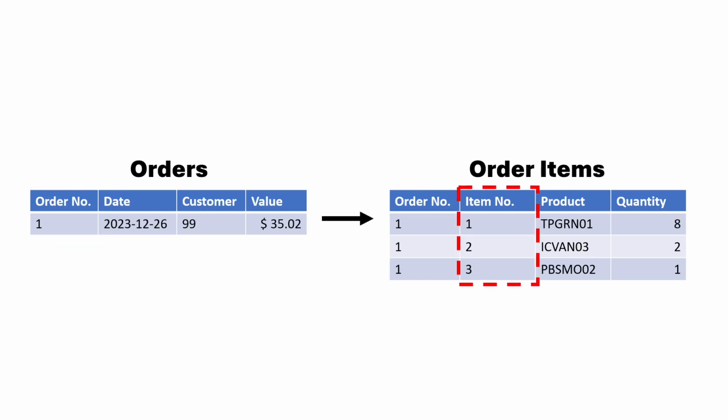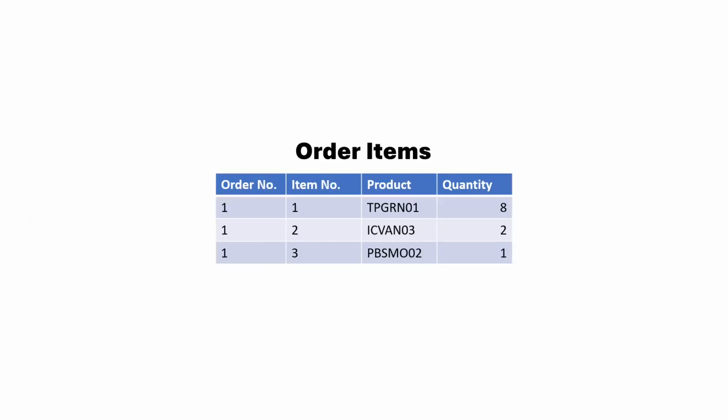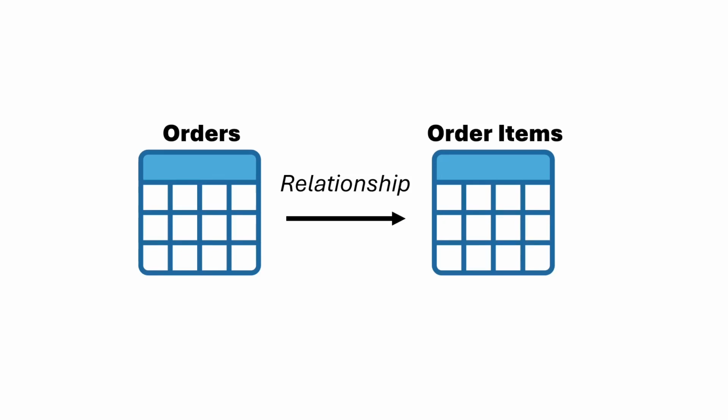But it would have another key field to identify the item belonging to each order in the table, which would make each entry unique. The result is a composite primary key, a key made up of more than one column of the table. The new table allows us to capture any number of items per order and allows us to capture other information for each item, such as the quantity and value, which would have been impractical to do on the orders table. Also note that there is a relationship between the orders table and the items table, something which we'll look at in more detail.